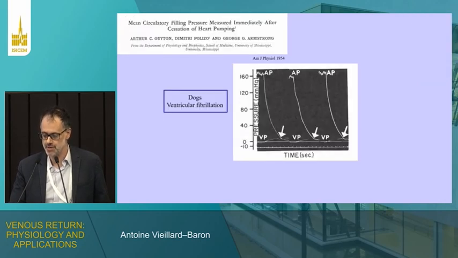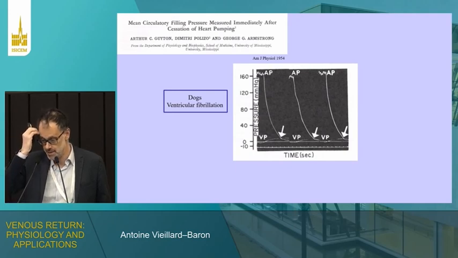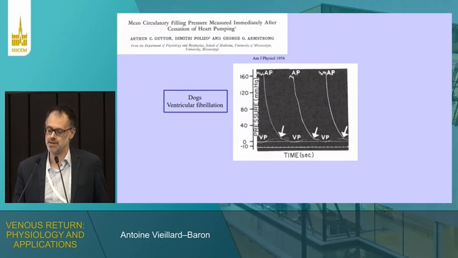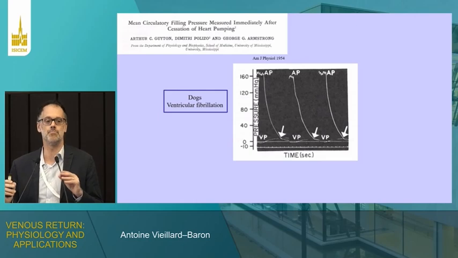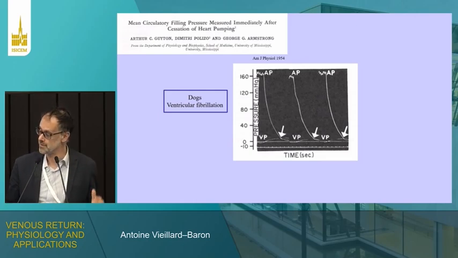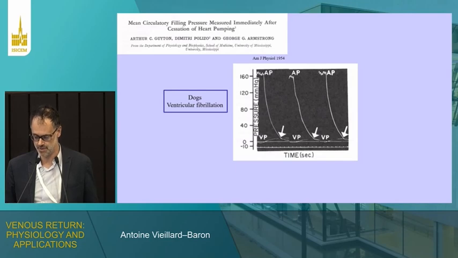So what is the mean systemic filling pressure? The same guy just explained and reported in this study what it is. And actually, this is still dogs, and he induced ventricular fibrillation, so the heart stopped beating. And you see that this is finally the equilibrium pressure between the venous part and the arterial part. So this is this point. When the heart stops beating, you have a pressure inside the system, which is called the mean systemic filling pressure, and which is really key to push once again the blood into the chest and into the right heart.